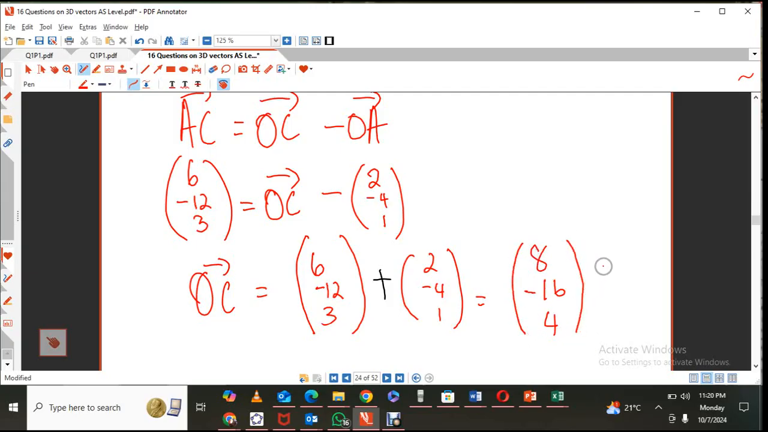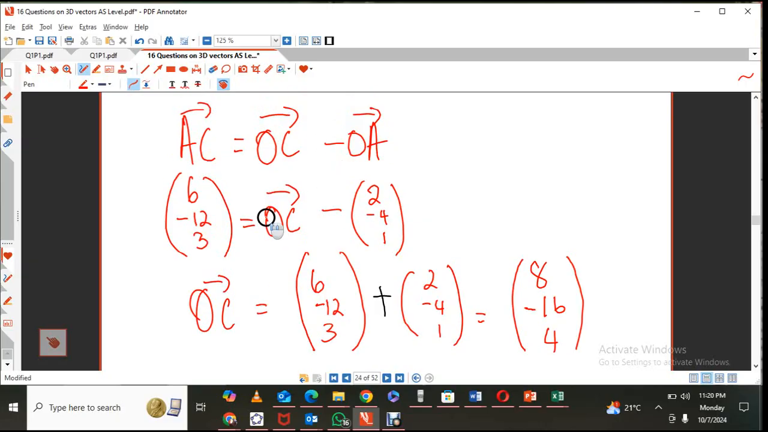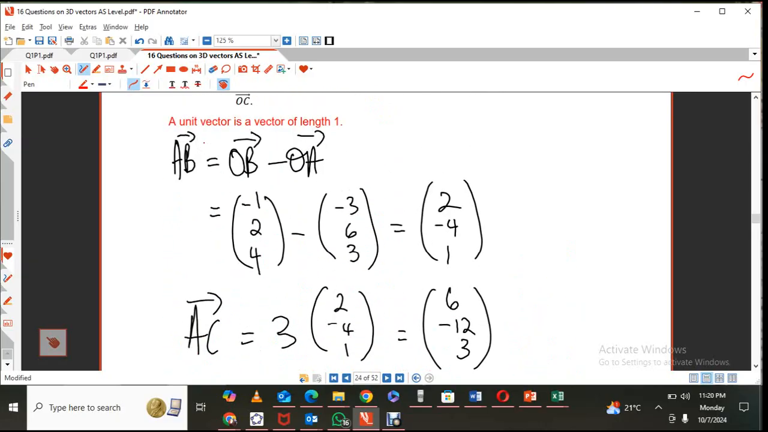Please make sure that I have it correctly. Let me just make sure. My OA, I wrote my OA wrongly. So just quickly go back to OA. Oh my goodness, OA is here. So my OA, I've written it wrongly.